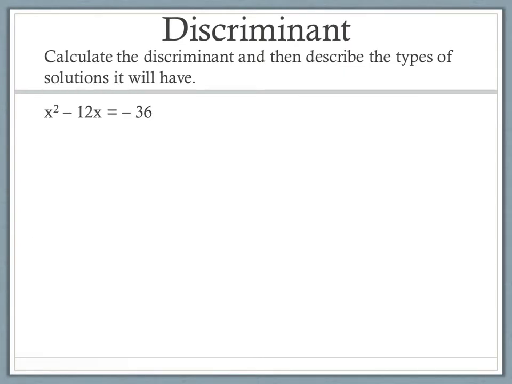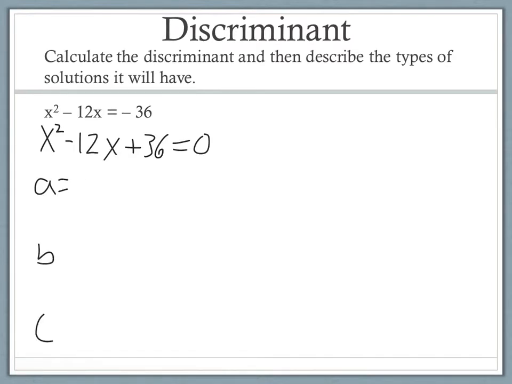If we look at this, the first thing I notice is that my equation does not equal 0, so I need to move that 36 over. So I'm going to have x squared minus 12x. I'm going to add 36 to both sides, so that sets it equal to 0. Now I can do my a, my b, and my c. My a is 1, my b is negative 12, my c is positive 36.